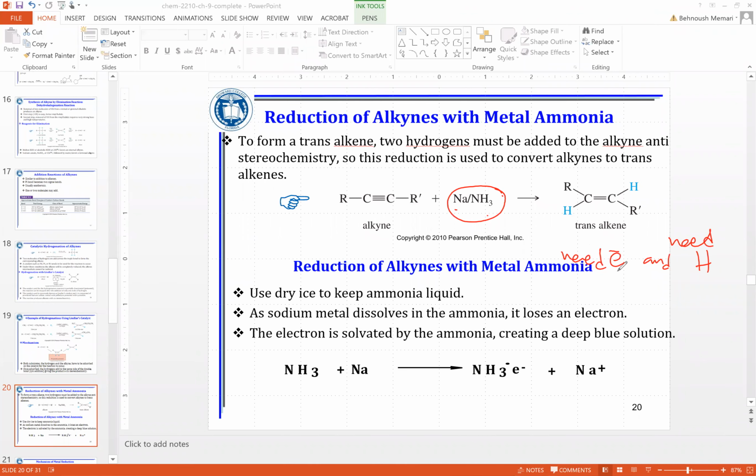So sodium provides electrons. Ammonia would provide the hydrogen. Just to make it easier for you to remember, you need sodium and you need ammonia. So an electron is going to be added first because sodium is more reactive than the ammonia. Sodium is going to lose an electron to the alkyne.